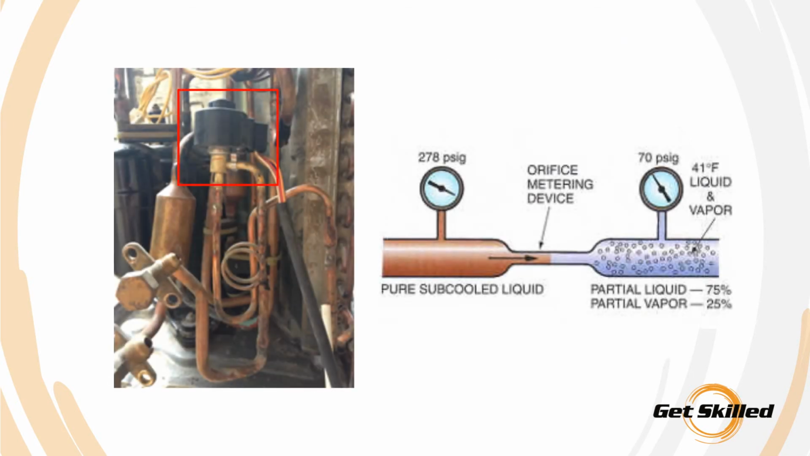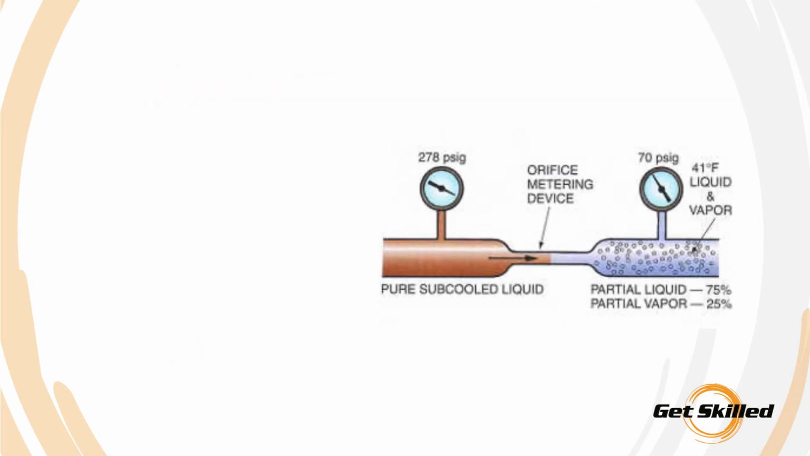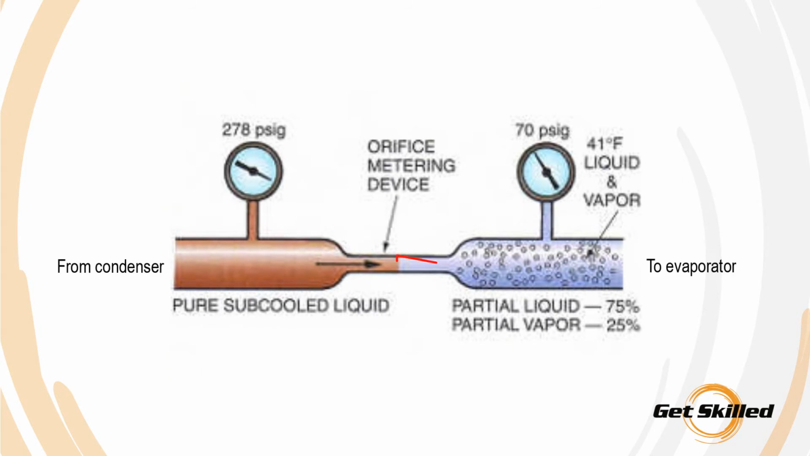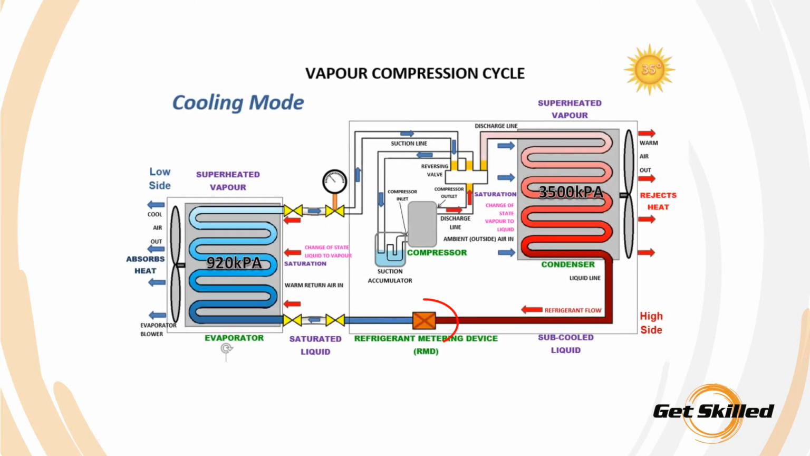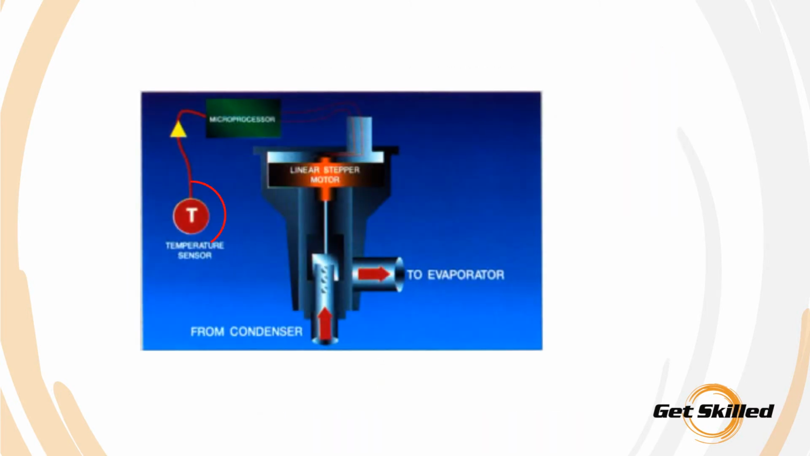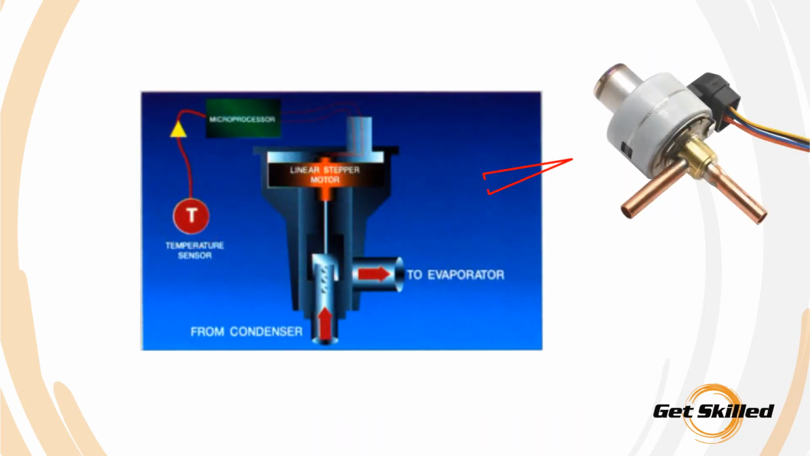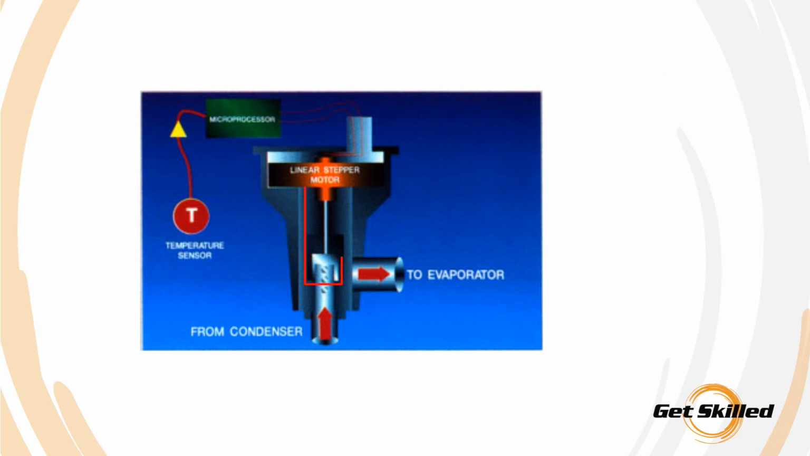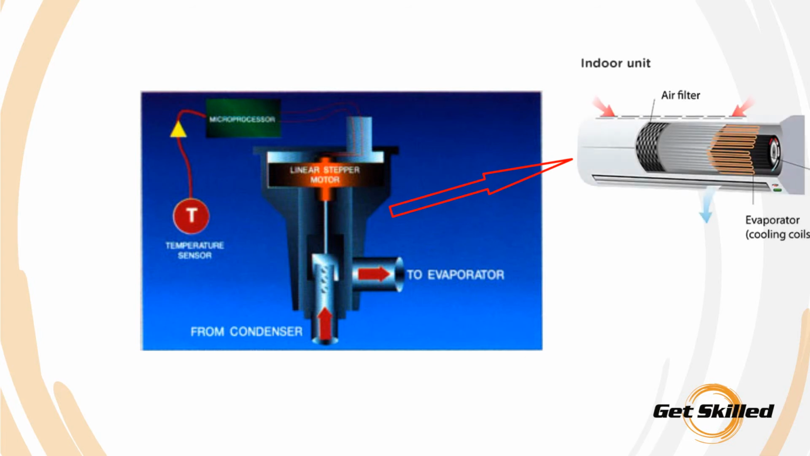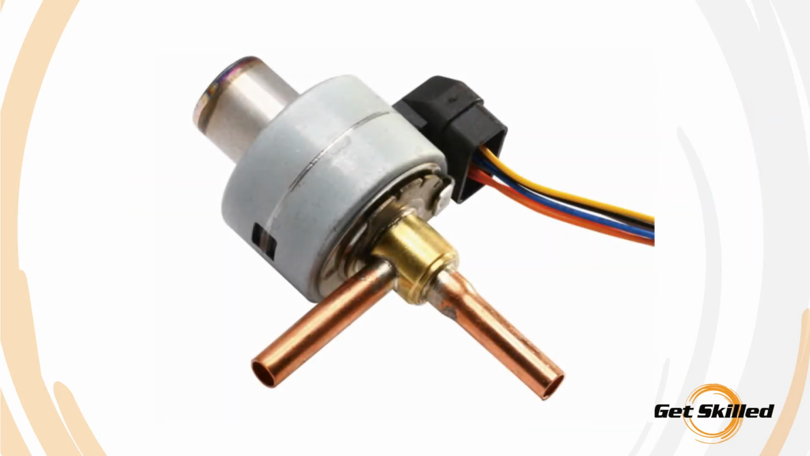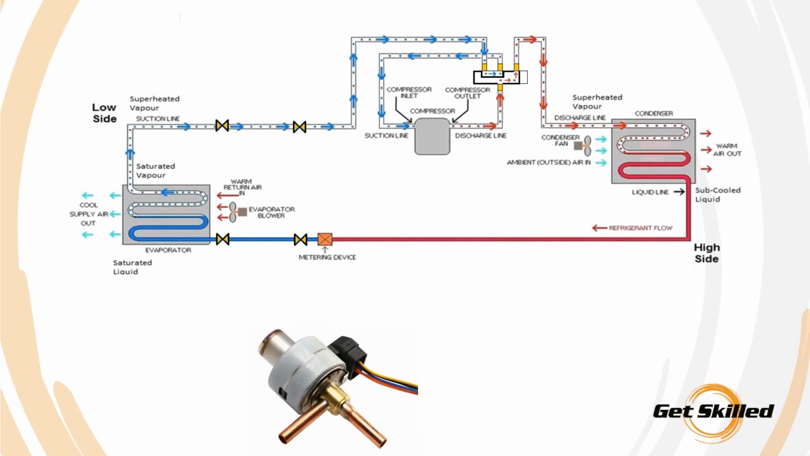The RMD, or refrigerant metering device, limits the liquid refrigerant into the evaporator by restricting the flow. The RMD reduces the high pressure liquid to a suitable low pressure liquid. By using temperatures measured throughout the system, the electronic expansion valve adjusts the refrigerant flow to maintain a constant pressure temperature in the evaporator. An electronic expansion valve is the most common type of RMD in split systems.